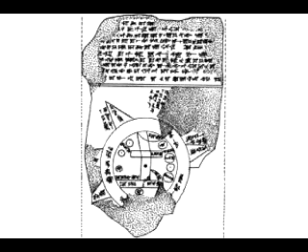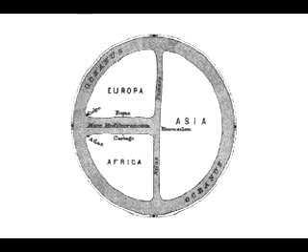Here is a Babylonian wheel map. Wheel maps were also made in medieval Europe. In these Judeo-Christian maps, Jerusalem and the sacred hill called Mount Zion were identified as the world axis.